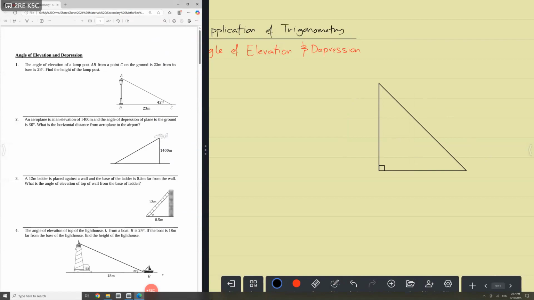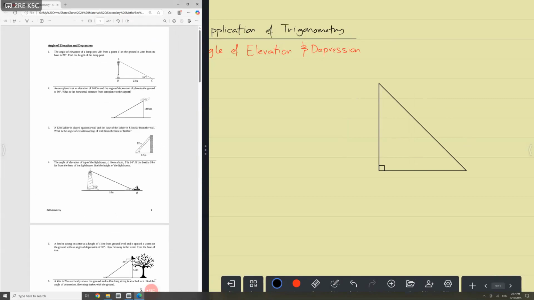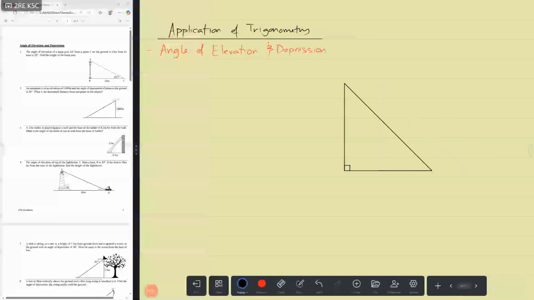You are supposed to use trigonometry to solve this situation. The next one is about a plane in the air, where you need to find the angle of depression, a ladder against a wall, and so on. Okay, so I'm just going to go back to our original setting.